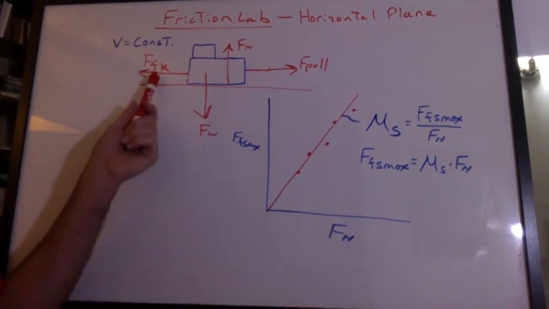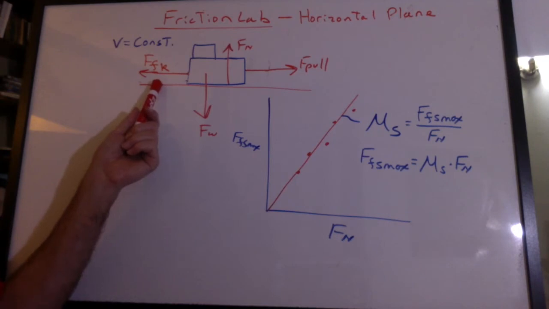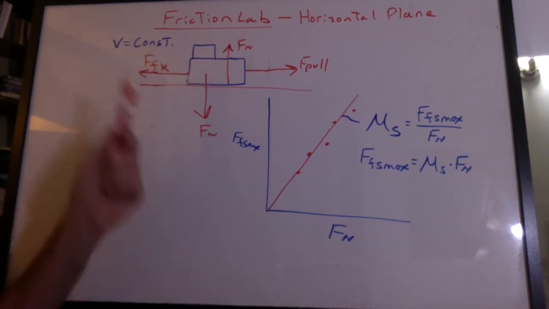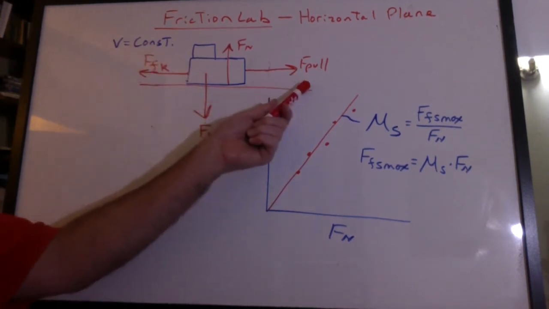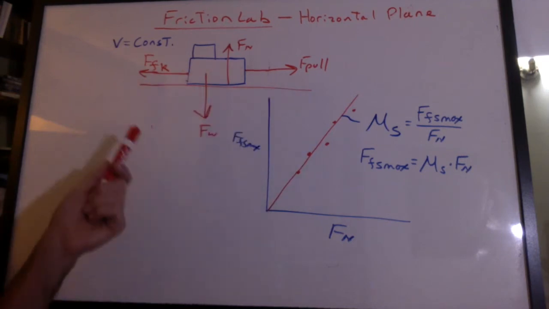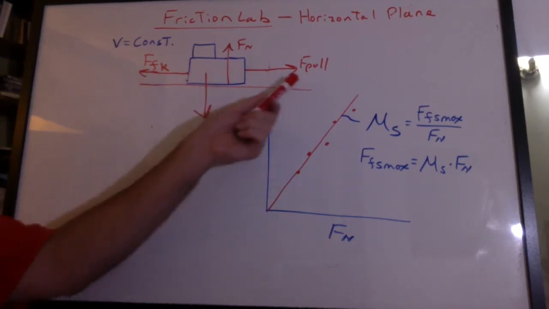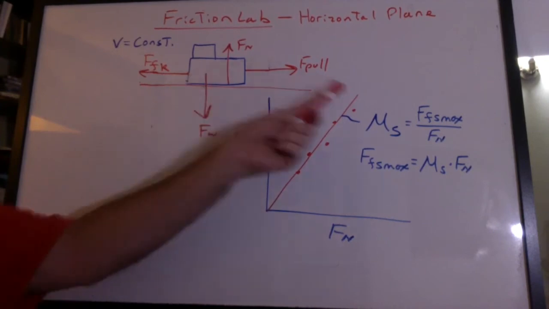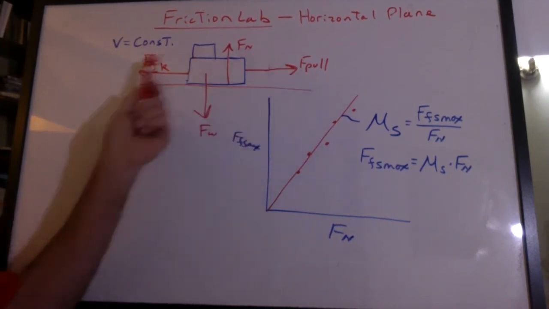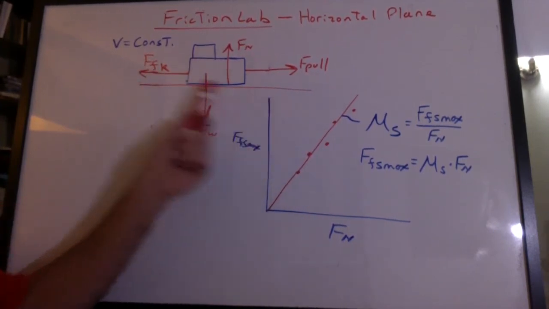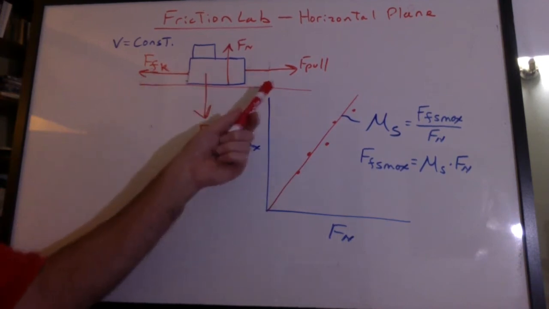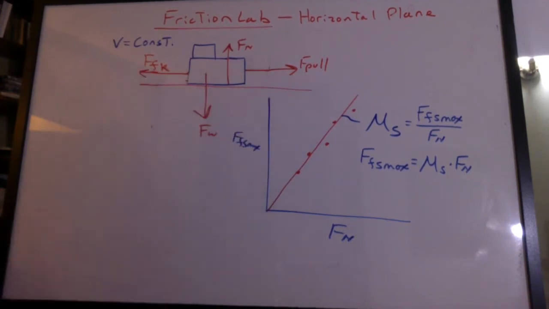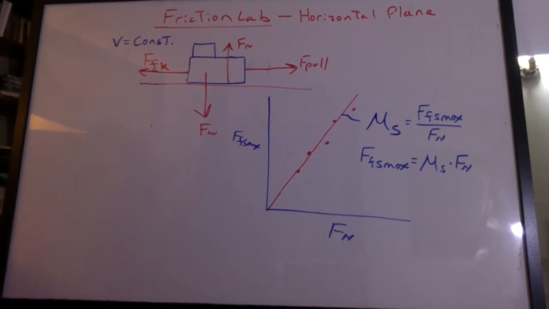How do I know what the value of the kinetic friction is? Well, when I get the block to move at a constant velocity, the amount of force I'm pulling with equals the force of friction kinetic. If I pulled harder than that force, it would accelerate. If I pulled less hard, it would slow down. So to maintain constant velocity, that force has to equal the force of friction.